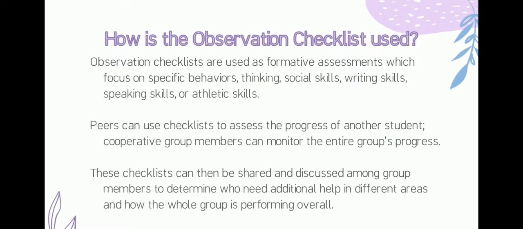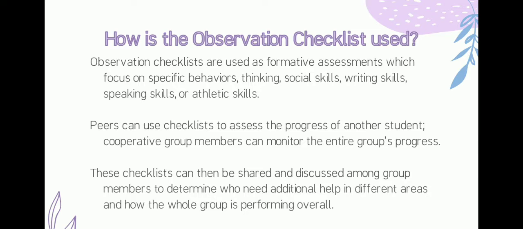So let's proceed on how the observation checklist use. So observation checklists are used as formative assessments which focus on specific behaviors, thinking, social skills, writing skills, speaking skills, or athletic skills. Also, peers can use checklists to assess the progress of another student. Cooperative group members can monitor the entire group progress.